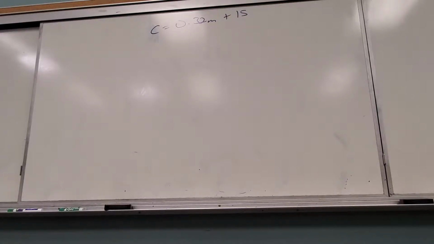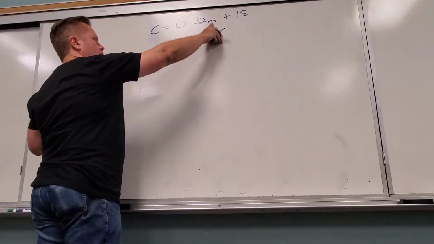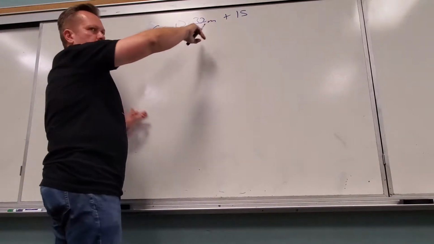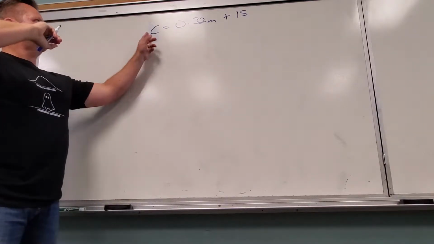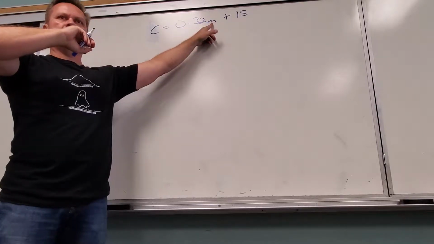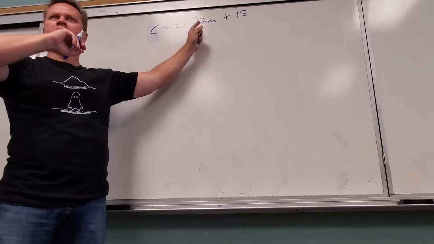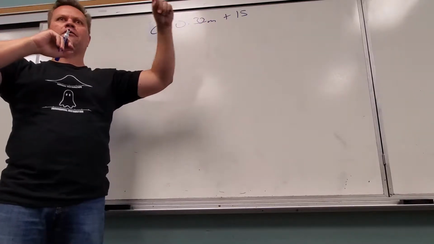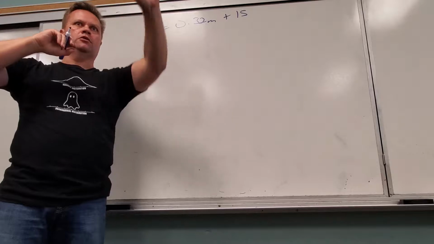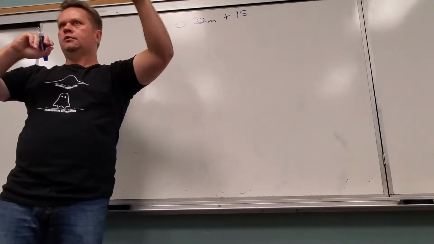So then part A says, what does M represent? The slope or the rise of the run. It's an unfortunate choice, I understand. But this is the cost of renting a car, and then you can drive a certain number of miles per day. So how much does it cost per mile? 32 cents. Yeah, and see how that's a ratio? That's a slope. 32 cents per mile, rise over run.